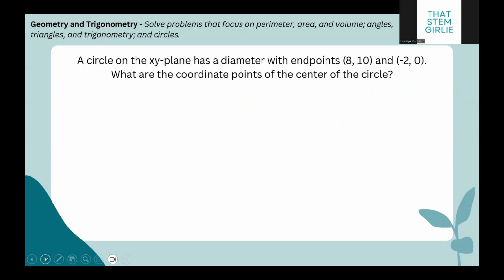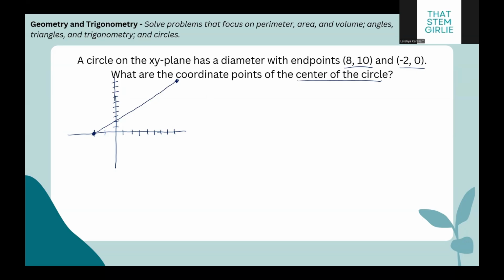This next problem says the circle has a diameter with endpoints (8, 10) and (negative 2, 0). What are the coordinate points of the center of the circle? So in this case, you are given 2 coordinate points. If we do the same thing as before, we have our coordinate plane here. We have (negative 2, 0), and then we have 1, 2, 3, 4, 5, 6, 7, 8, and 1 through 10 up. So way up here, way out here, these are the 2 endpoints of the diameter.